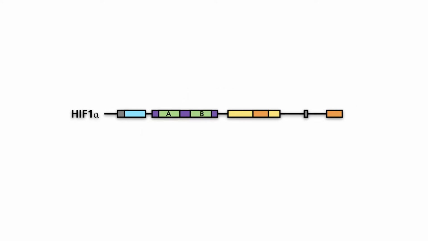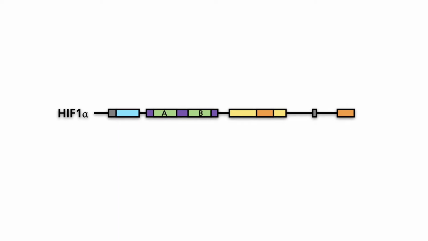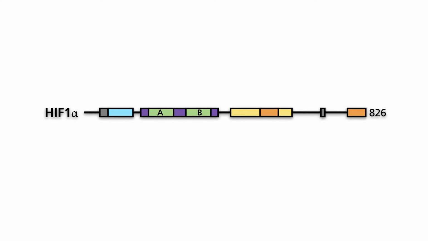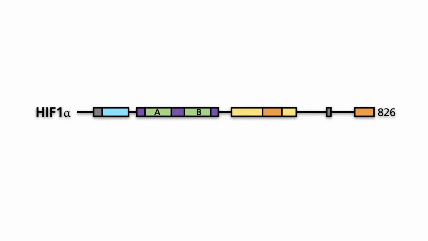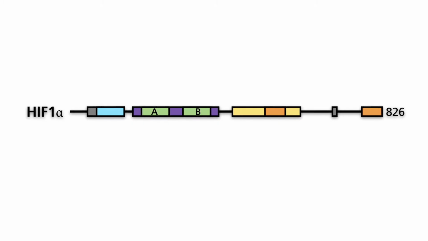The hypoxia inducible factor is a transcription factor consisting of an alpha and a beta subunit. One of 3 different alpha subunits dimerizes with one of 2 different beta subunits. The alpha subunits are sensitive to oxygen, whereas the beta subunits are not. Among the alpha subunits, the function of HIF1 alpha and HIF2 alpha are best understood.